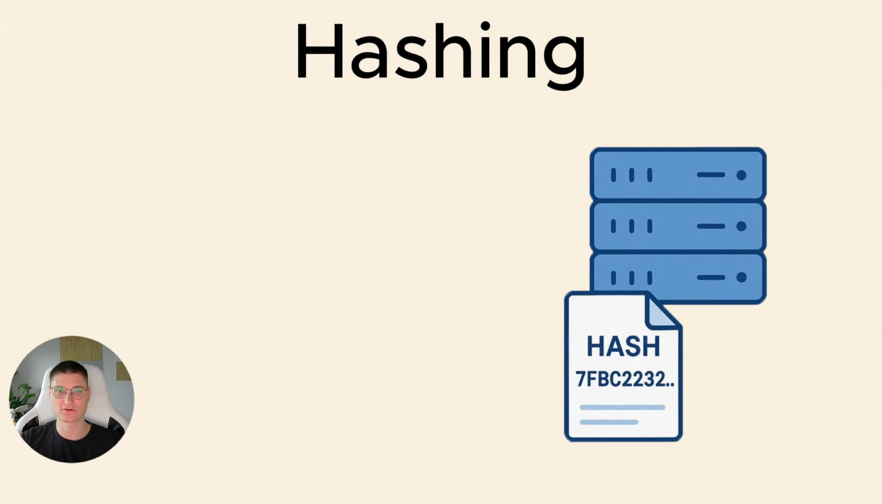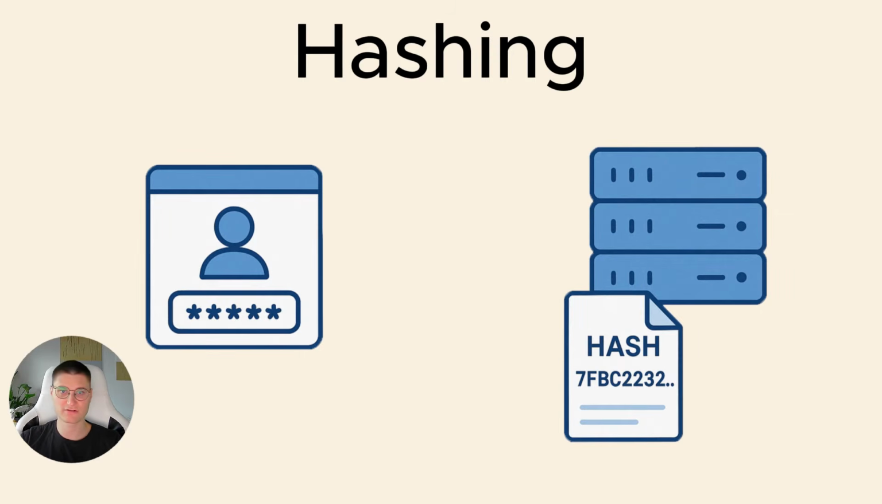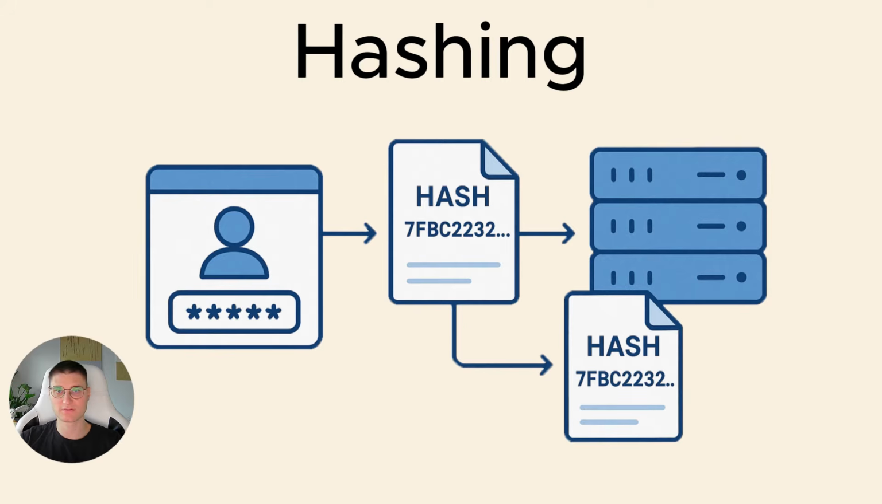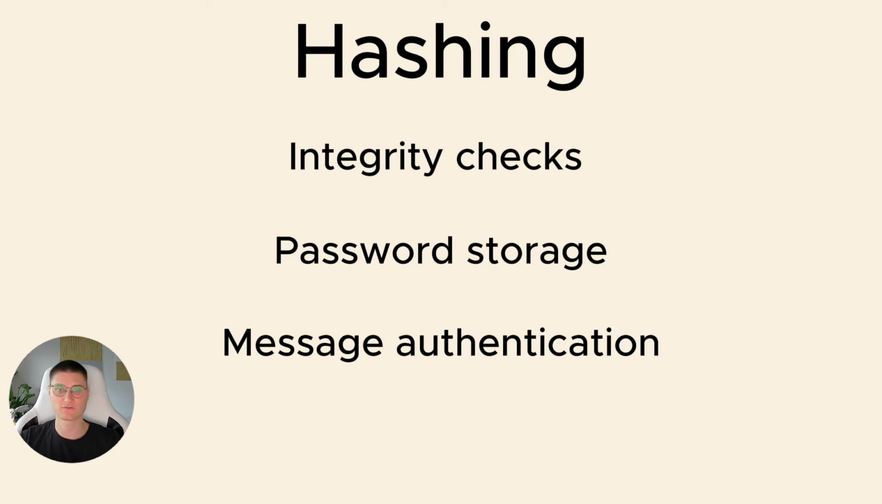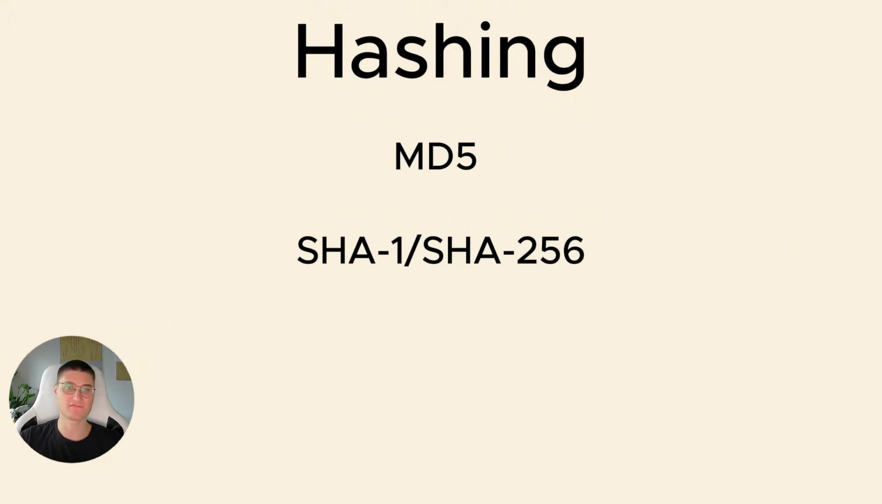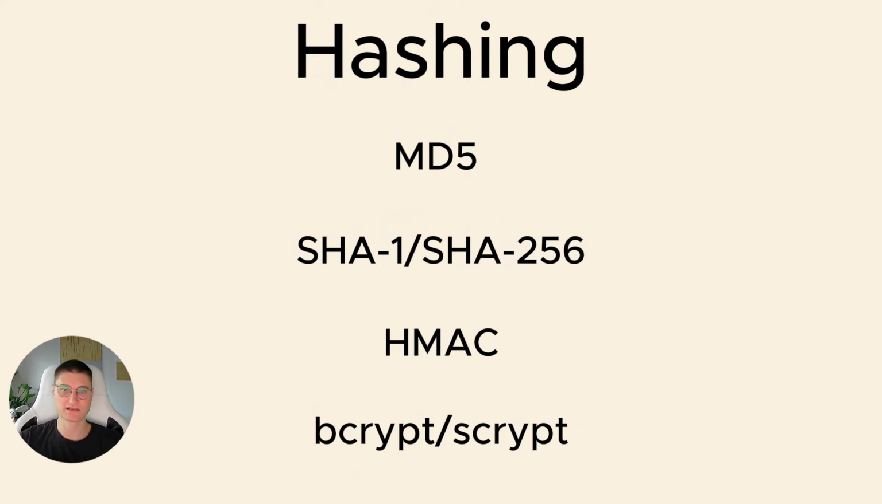For example, servers do not store passwords in their original form. They are kept hashed. When the user logs in, the server hashes the entered password and compares it to the saved password. If they match, the login is successful. So typical usages of hashing are integrity checks, password storage, message authentication, and file identification. Common hash algorithms are MD5, SHA1, SHA256, HMAC, bcrypt, scrypt, and others.